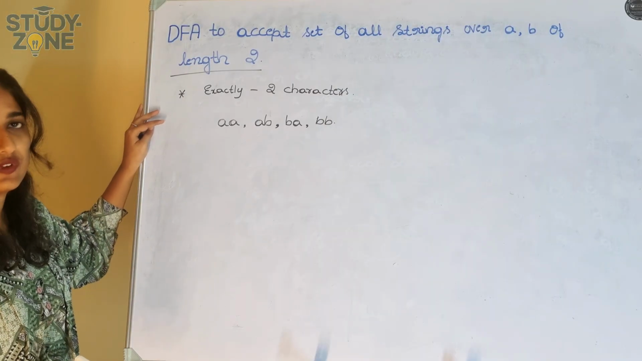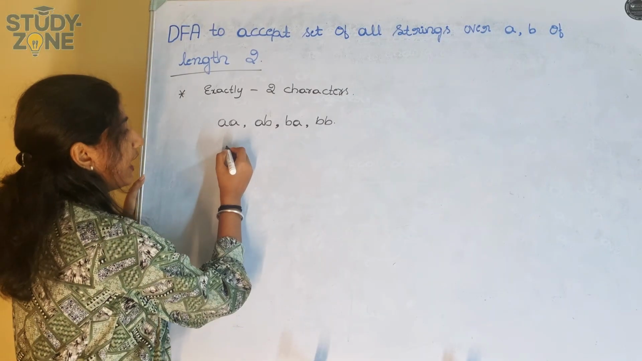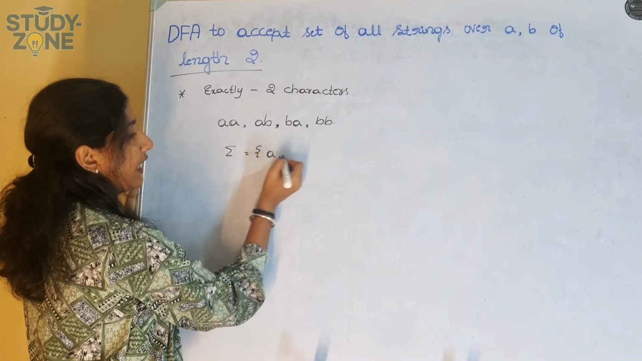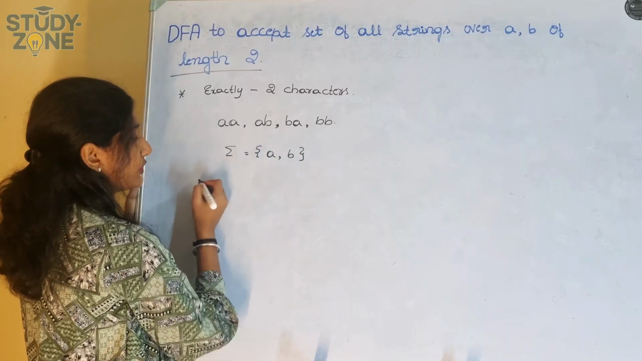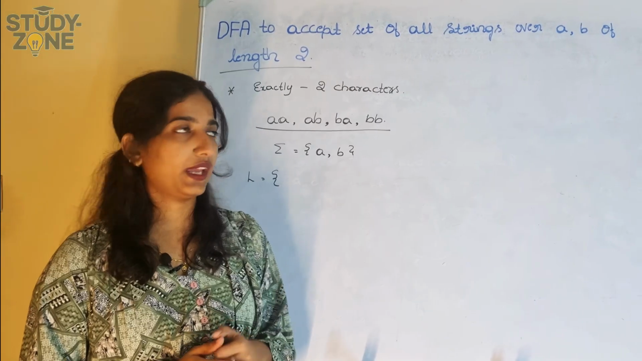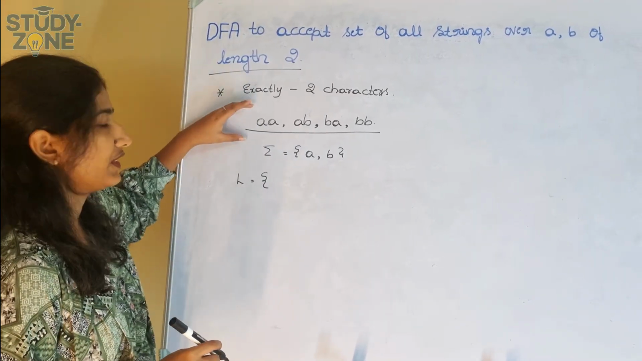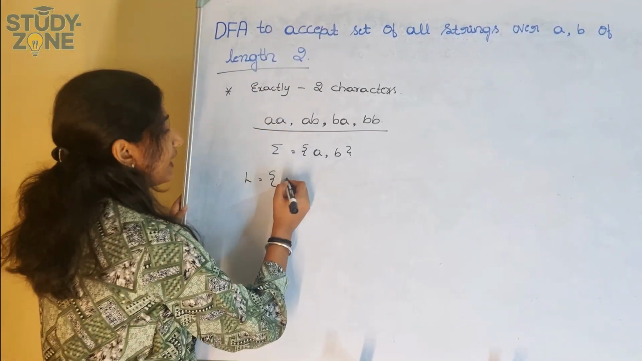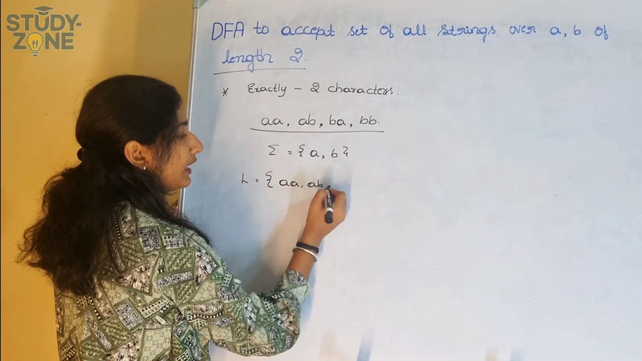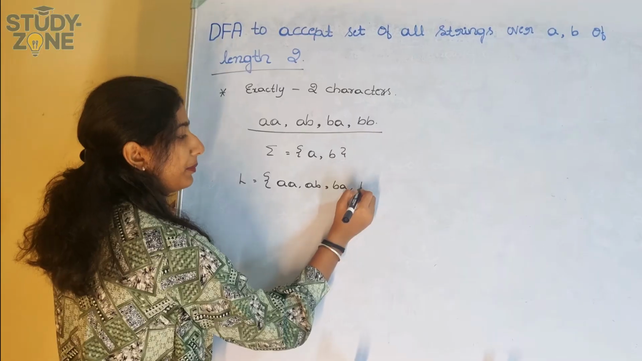So at first, what do we have to write? We have to write the alphabets. What are the alphabets? The alphabets are a and b. And what is the language? Here we have to write the language that obeys the question. So the language has these 4 strings: aa, ab, ba, bb.